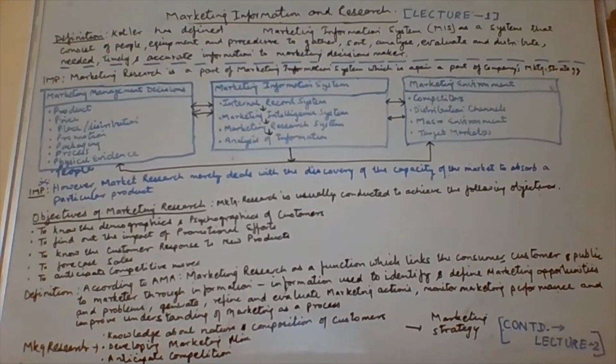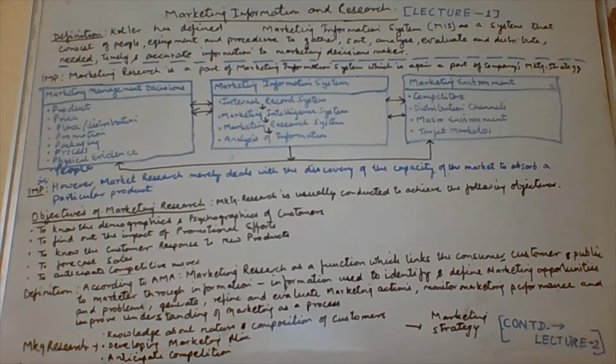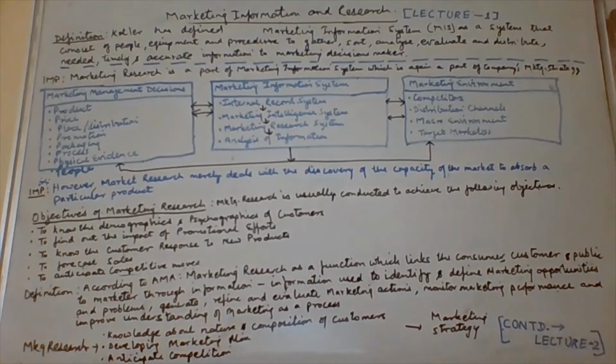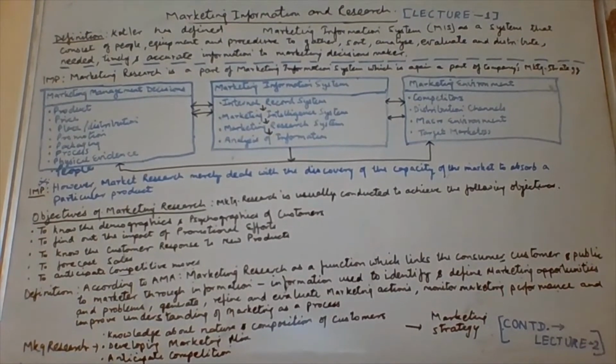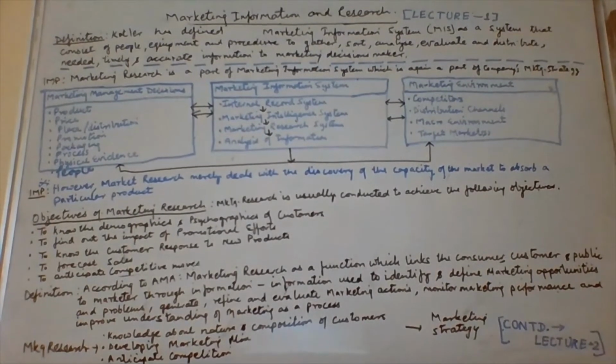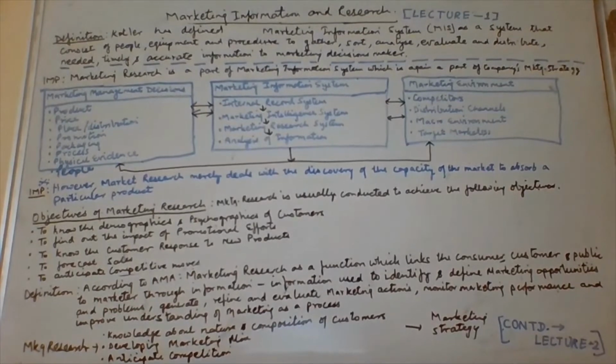The definition of marketing research is: marketing research is a function which links the consumer, the customer, and the public to the marketer through information. Information is used to identify and define marketing opportunities and problems, generate, refine, and evaluate marketing actions, monitor marketing performance, and improve understanding of marketing as a process.